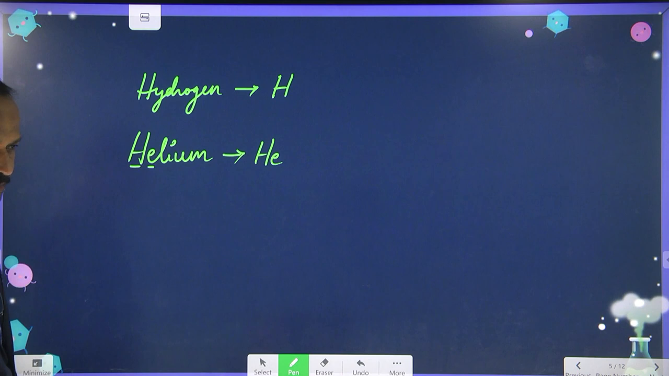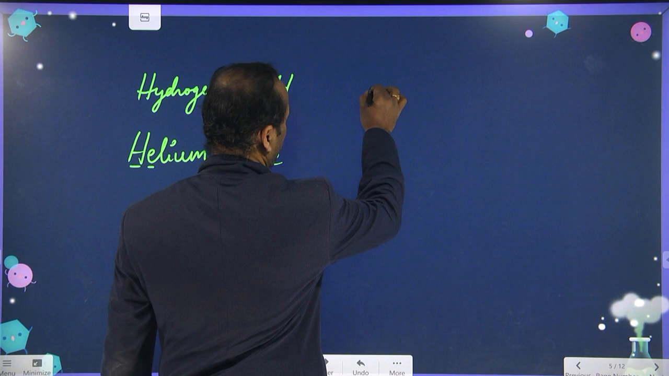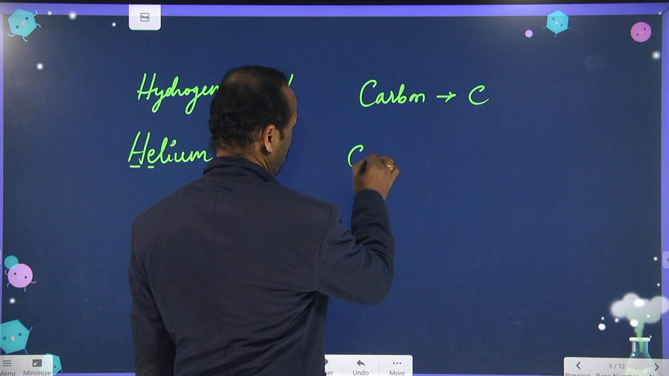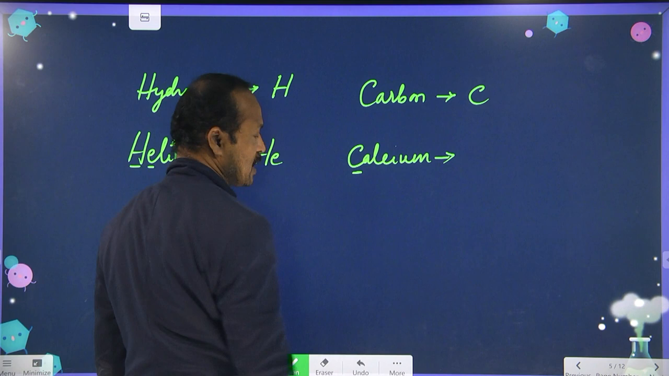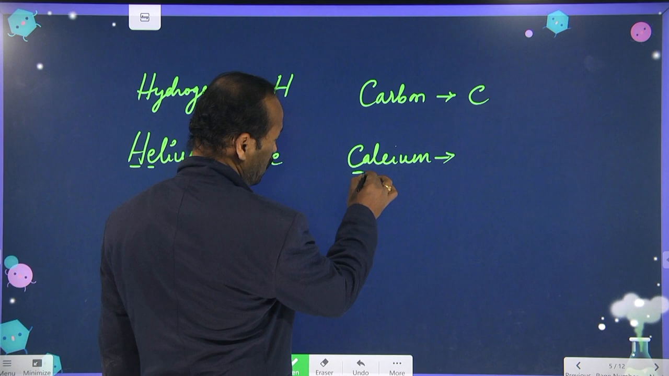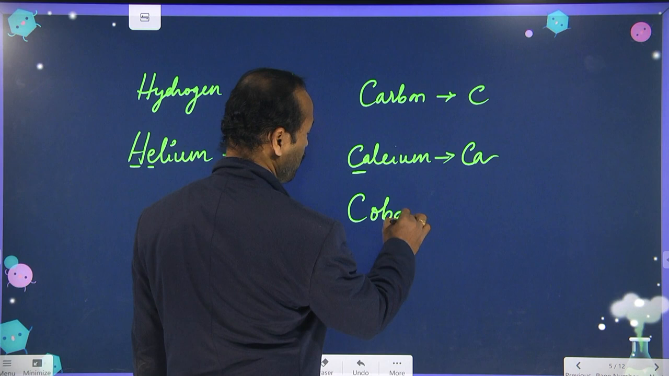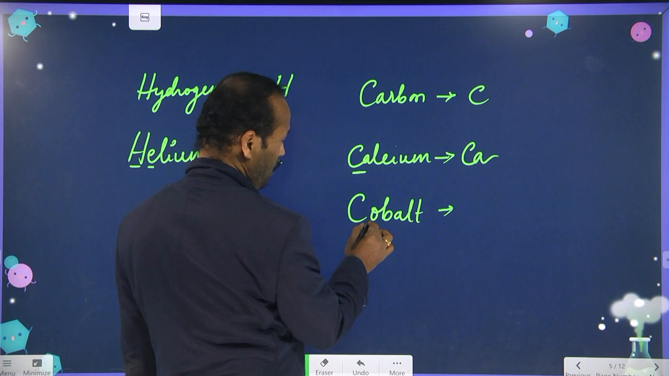Similarly, you can take carbon. Carbon starts with the letter C, so the symbol of carbon is C. But if you take calcium, calcium is also starting with C, but C is already given to carbon. So the second letter is A, so they have taken two letters: the first letter followed by the second letter. Now similarly, take cobalt. Again C is already given, but the next letter is O. So here it is given Co, the first letter followed by the second letter.